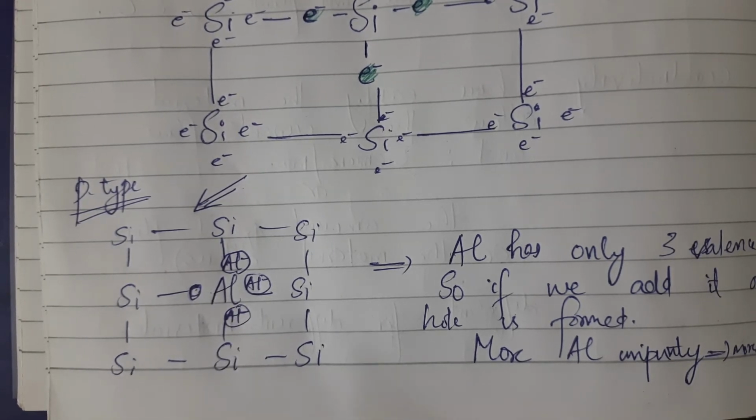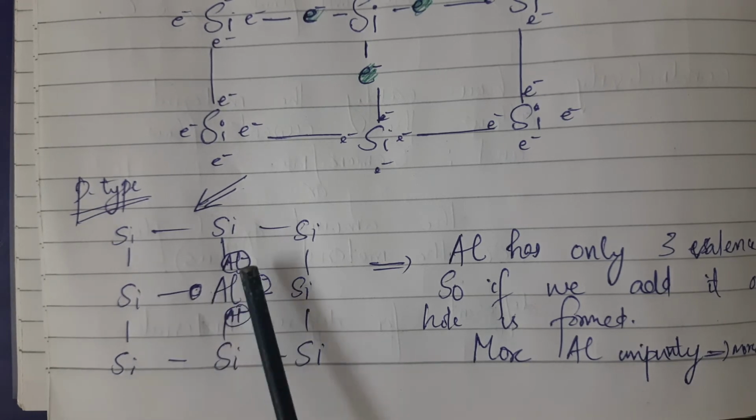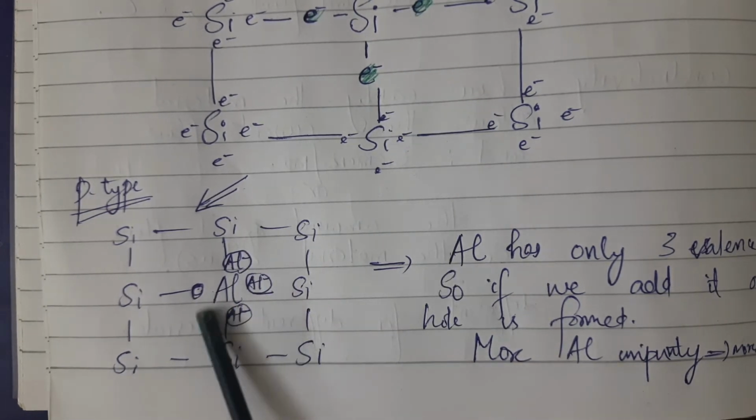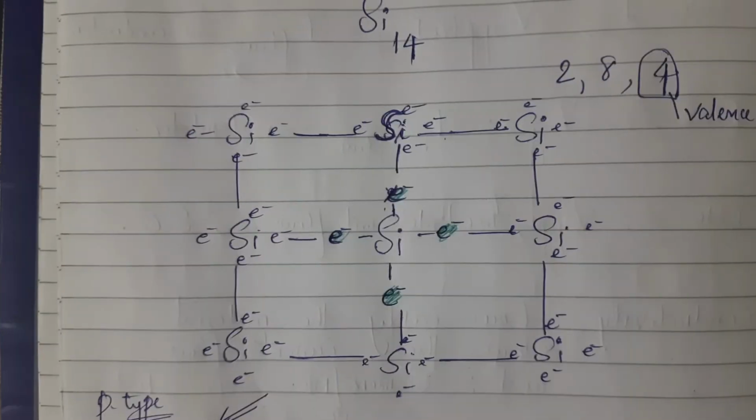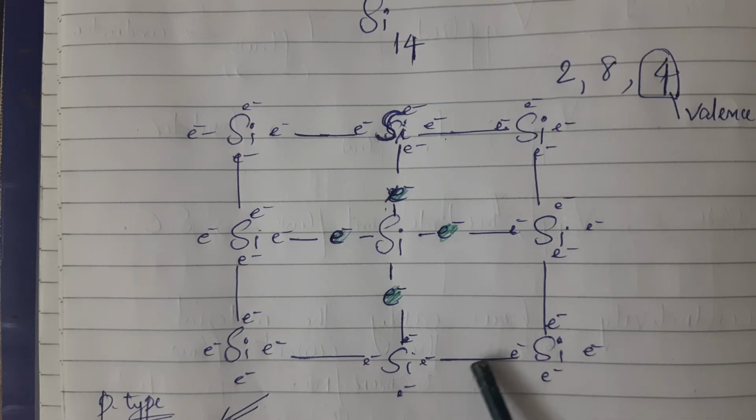So aluminum has only 3 valence electrons, so if we add it, 1 hole is formed. See, I replaced the silicon, I added 1 aluminum, so here 1 hole is formed. Generally, in normal conditions, due to the heat, there will be an electron.